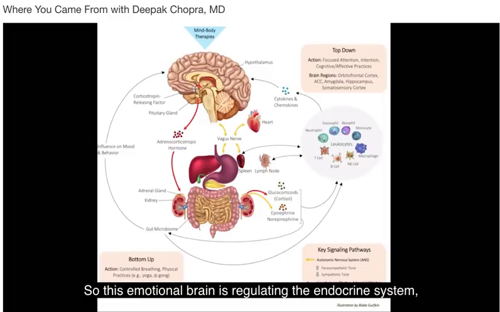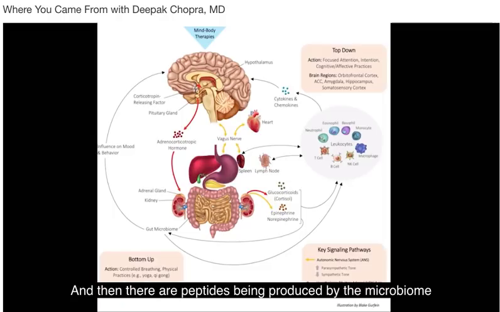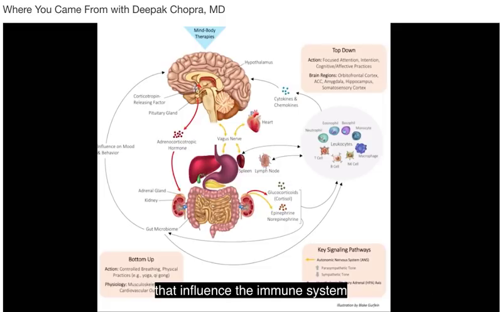So this emotional brain is regulating the endocrine system. It's also regulating the autonomic nervous system. And then there are peptides being produced by the microbiome that influence the immune system, which is your T cells, B cells, macrophages that protect you from cancer and infection. It's all one self-regulating system.